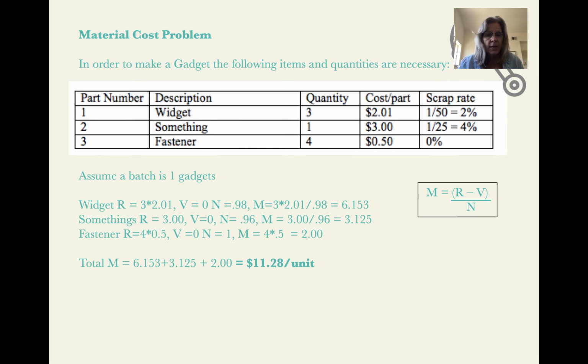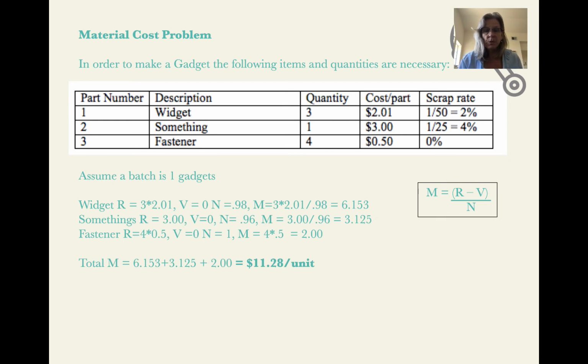The way we do that is we do the same calculation as before, where we take 3 widgets and multiply by the cost per widget, $2.01. That's the R value. Again, V is 0, and N is 0.98. On average, we start with 1 good part, but once in a while, 1 in every 50, we have a bad part. So we've paid for the good part, but we only get 0.98 good parts out. That changes the calculation for each of these.